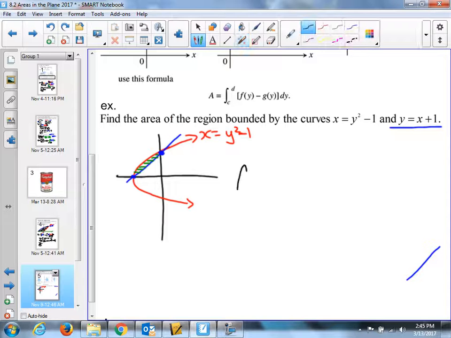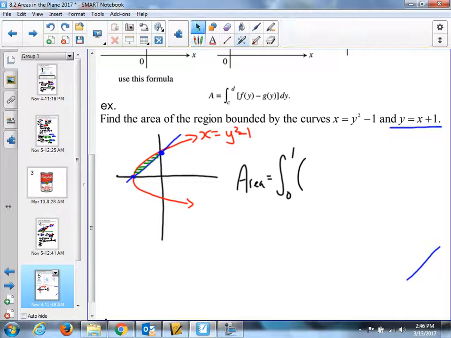So the area in this case. Now, I am going from here to here. You follow me? From y equals 0, which is my bottom point, to y equals 1. Going in between here, right? This is sideways thinking. 0 to 1. The first function I'm going to use is my one with greater values, x plus 1. Subtracting.